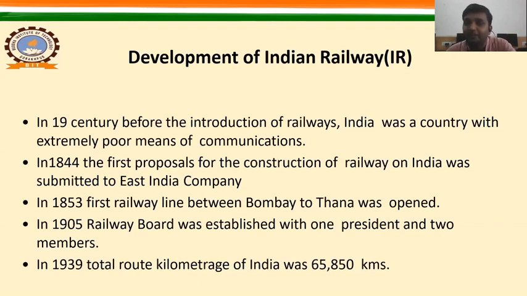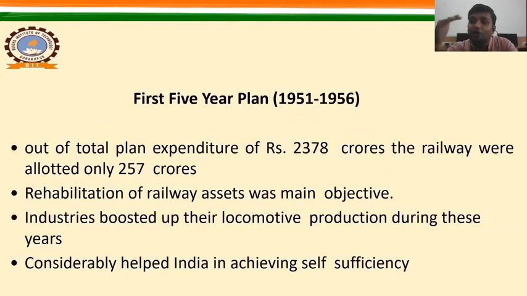So when we talk about the development, it all started from 1844. Then in 1853, the railway line was opened. In 1905, the Railway Board was constituted with one president and two members. And in 1939, finally, the route was about 65,850 kilometers. This entire development we can divide into nine different five-year plans.